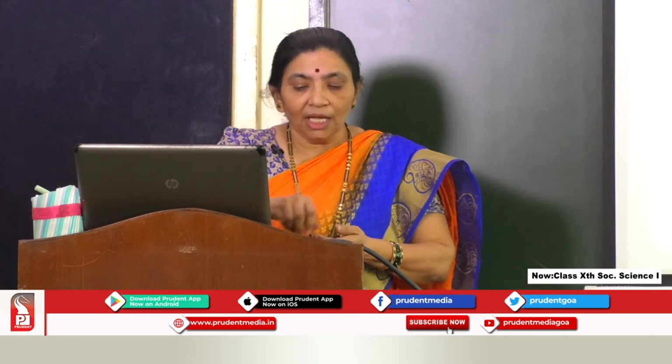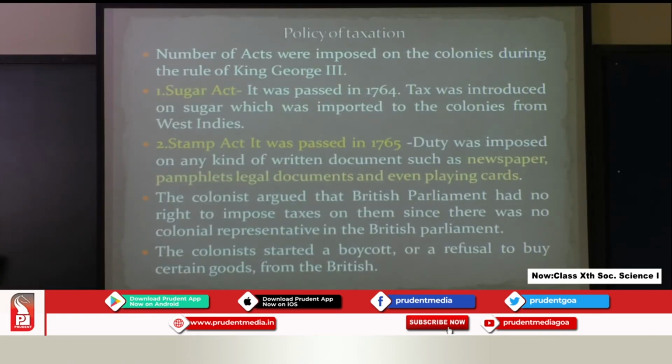During whose rule? During the rule of King George III. He was the ruler of England. So during his rule, a number of laws were passed. First one was the Sugar Act. Now so many questions come. What was this act? When was it introduced? It was passed in 1764. Sugar Act in 1764.